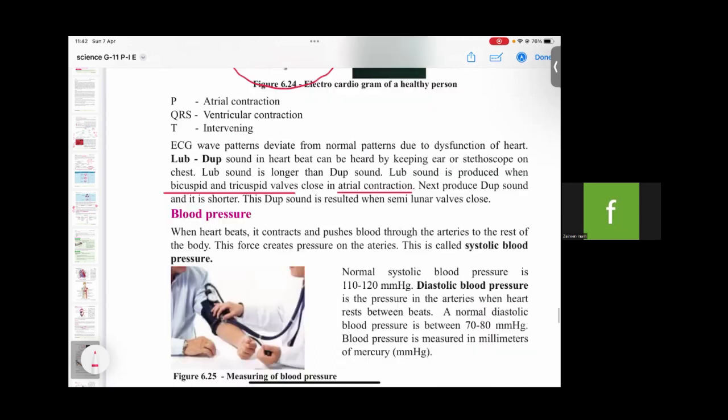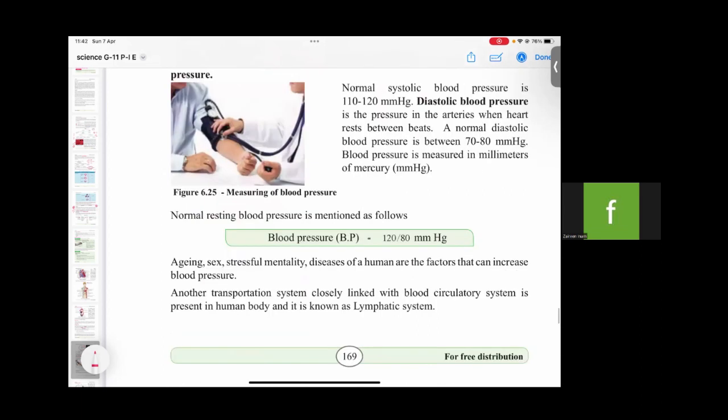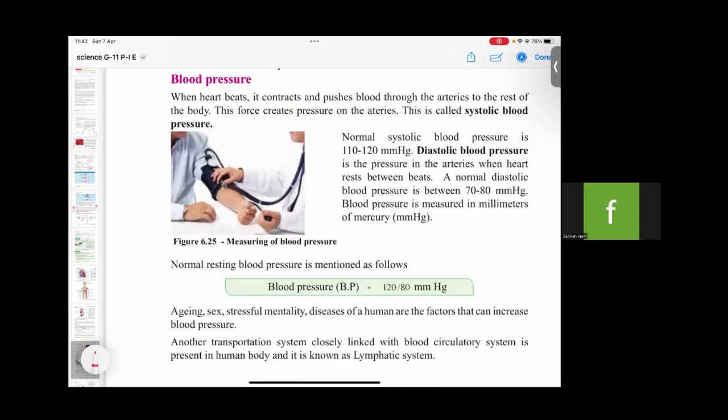Then we have blood pressure. We all know about blood pressure, right? Whenever you are angry or in stress, the blood pressure increases. When the heart beats, it contracts and pushes blood through the arteries to the rest of our body, right? Yes.